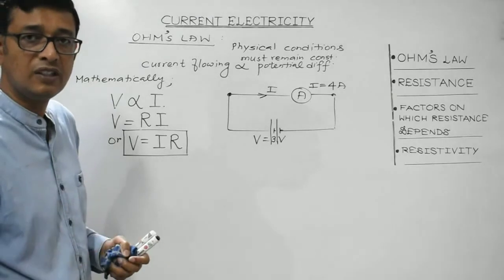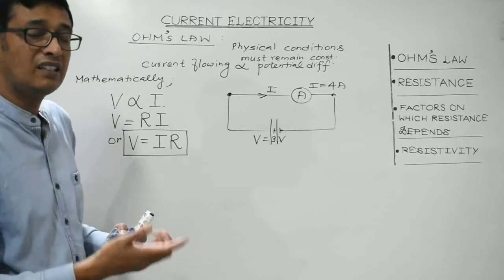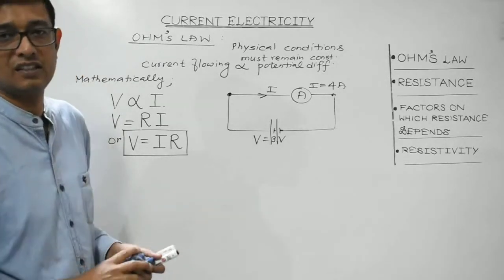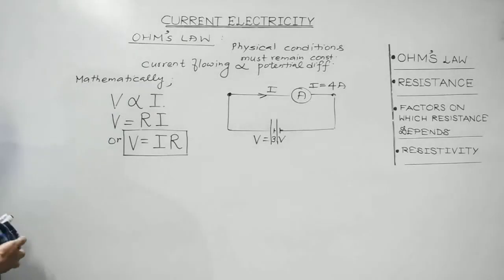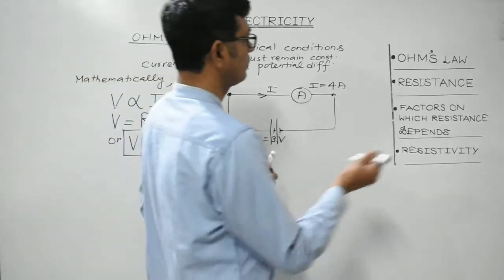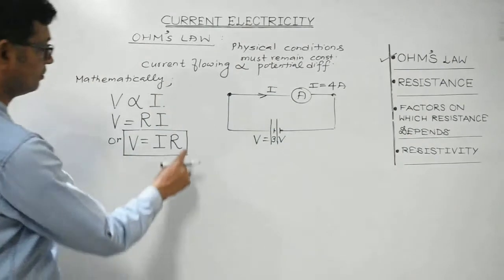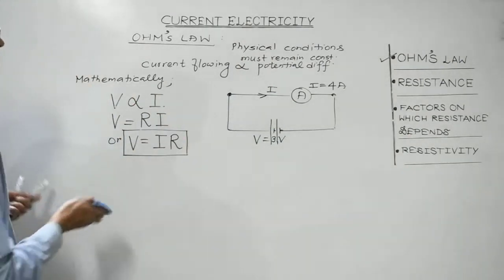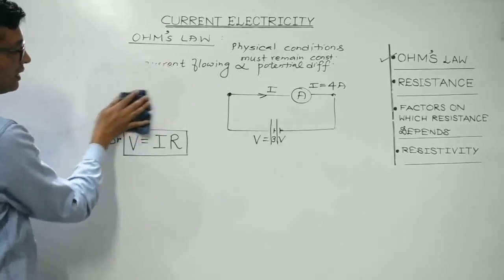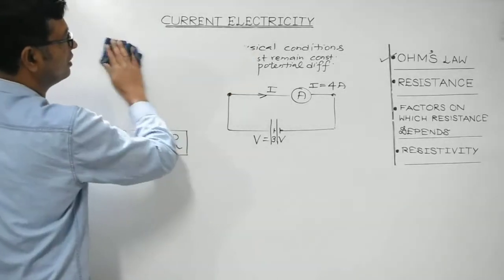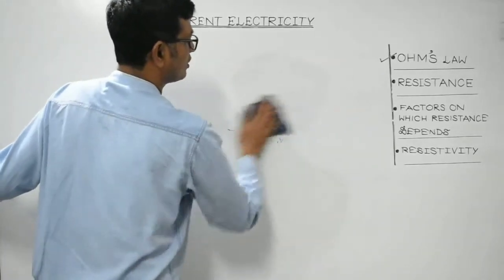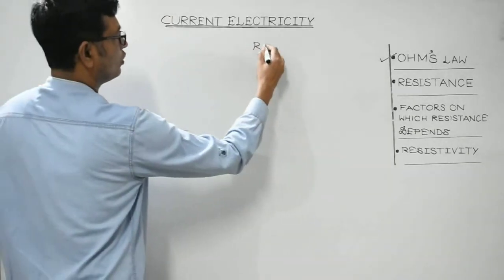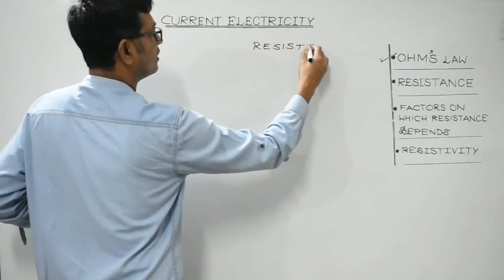V is the potential difference applied across the ends of the conductor. I is the current flowing through the conductor. R is the resistance offered by the conductor. So that's Ohm's law. Now we'll discuss this particular term, resistance. We will deal with this term both qualitatively as well as quantitatively. So let's first discuss it mathematically, in detail, resistance.